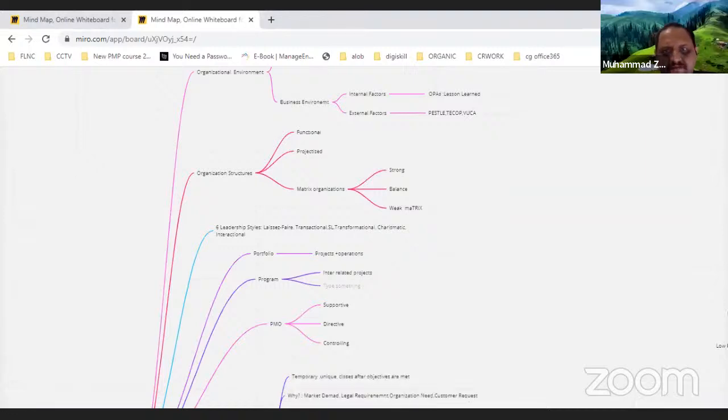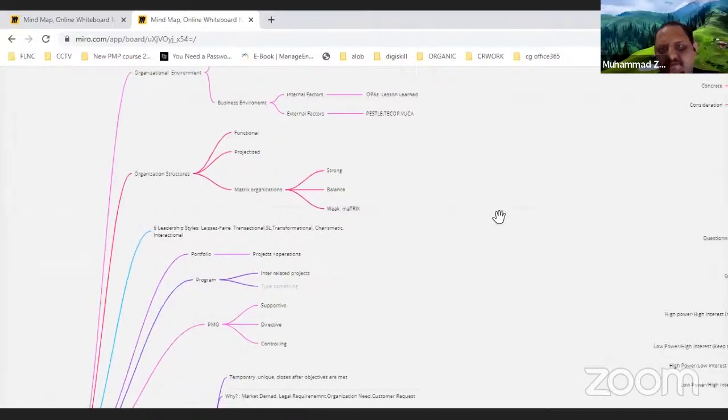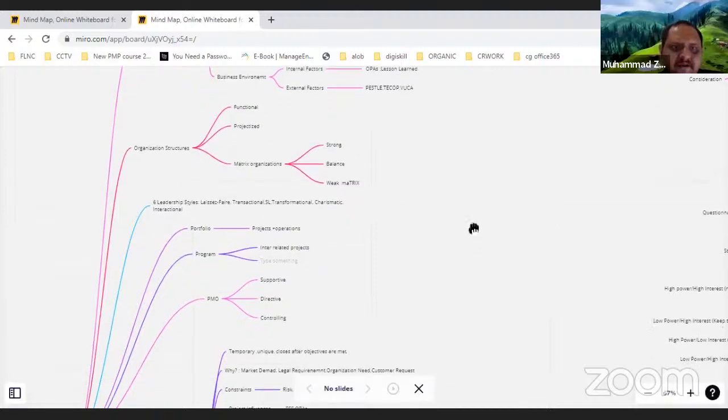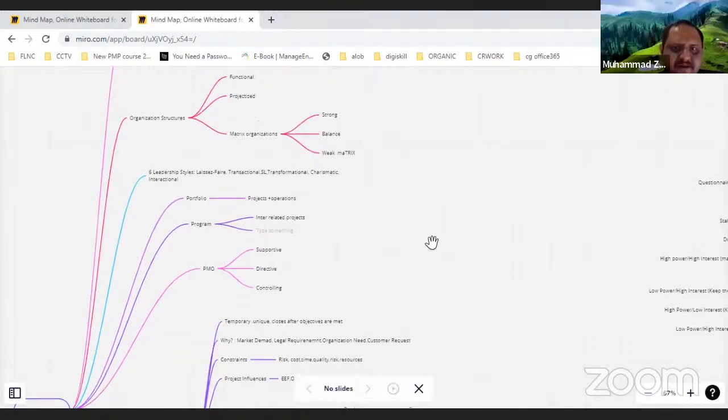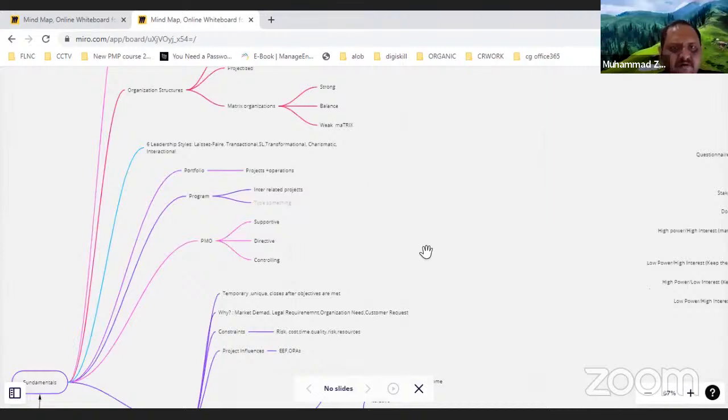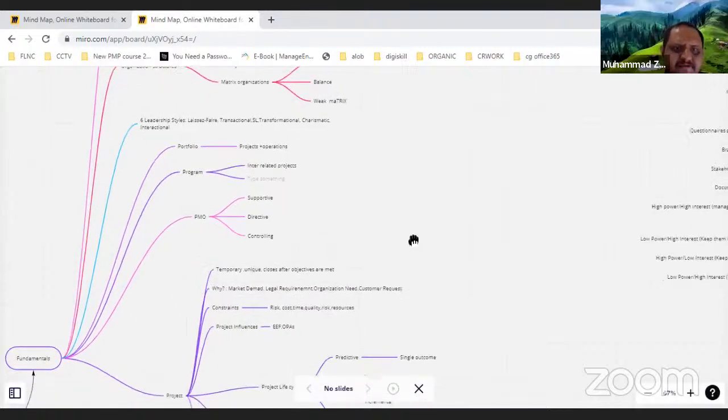In the internal, it is lessons learned and OPAs, and external, this is PESTLE, TPOP, and VUCA. And in the organization, then it comes to organizational structure: functional, projectized, and matrix. In the matrix, we have strong, balanced, and weak matrix. This mainly focuses on the power of the project manager. And then we have the leadership styles: laissez-faire, transactional, servant leader, transformational, and charismatic. This relates to the project manager.